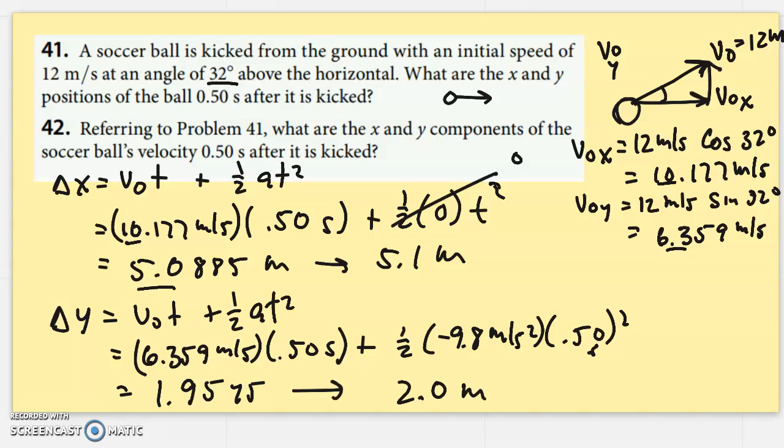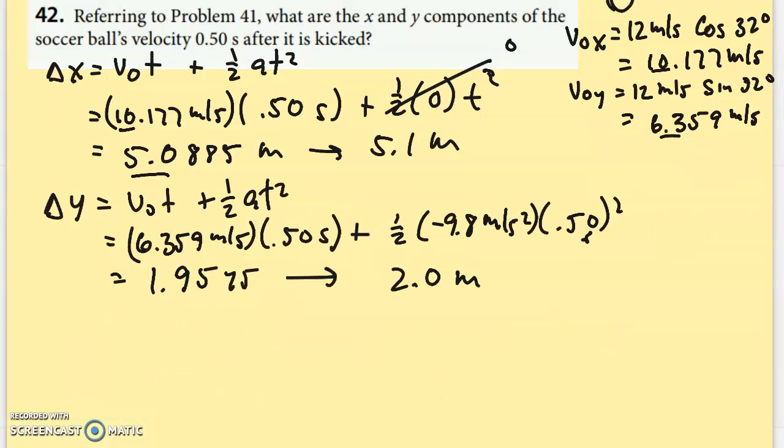I'll round that to 2.0 meters. Now on number 42, they ask about the x and y components of the velocity 0.5 seconds after it was kicked. So the x is very, very easy because, as we talked about in class, the x velocity is going to be a nice constant.